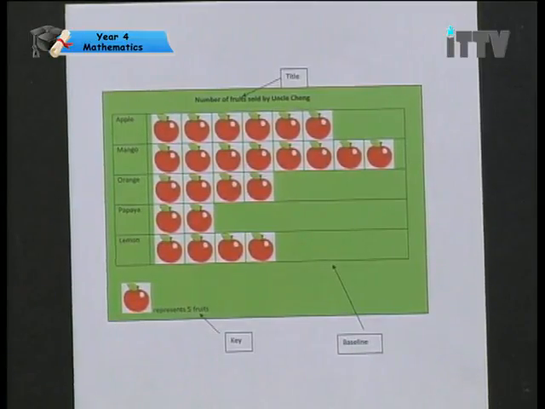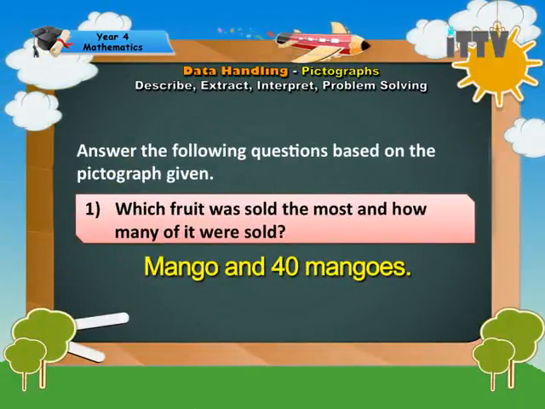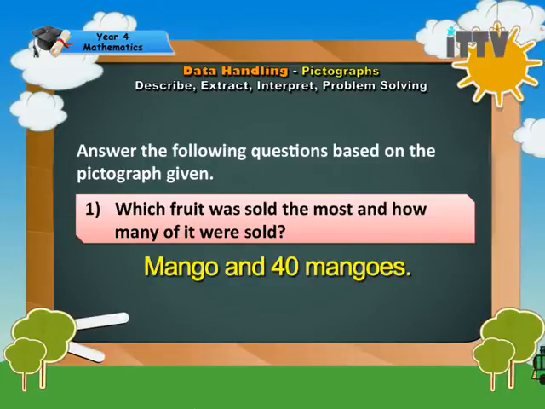So how many mangoes were sold? 8 pictures, right? So that will be 8 times 5. That equals 40. 40 fruits. That means 40 mangoes were sold. That is our answer. Mango and 40 mangoes. Okay, we're doing good so far.